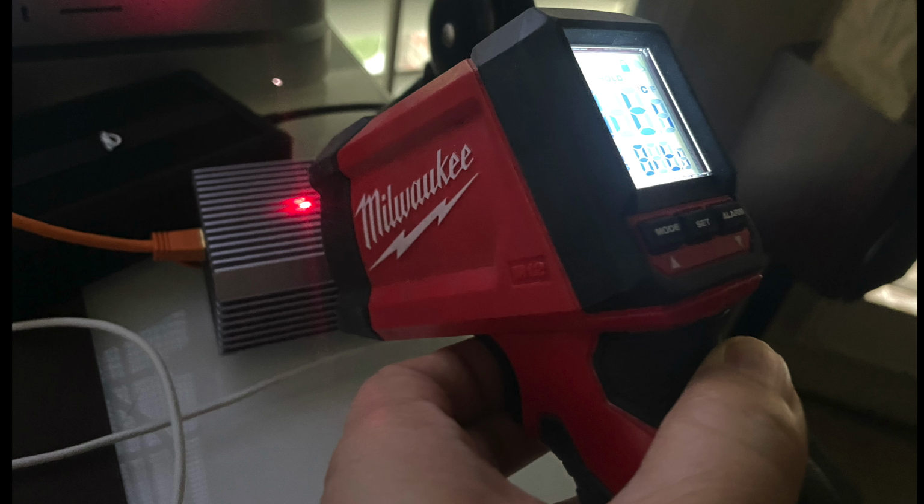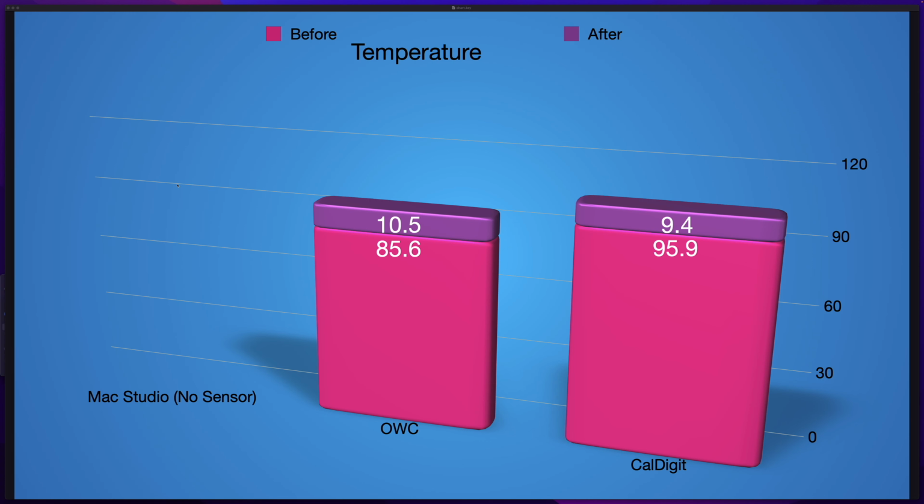For the OWC and CalDigit external adapters, the way I measure temperature is pretty simple. I use a thermal gun, scan the surface area of the device, take note of the highest temperature at that time. This is the result. As I explained, there's no measurement for the Mac Studio because it doesn't have sensor. By the way, the unit is in Fahrenheit.